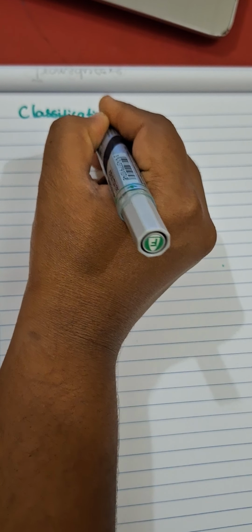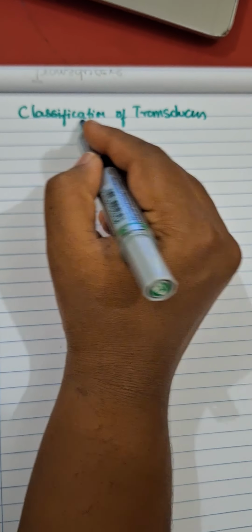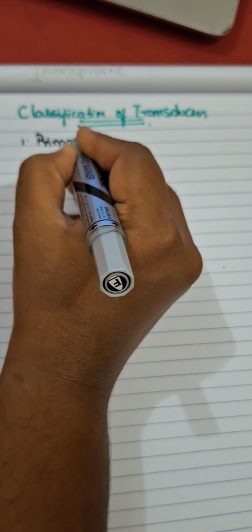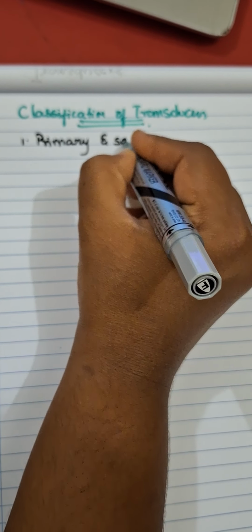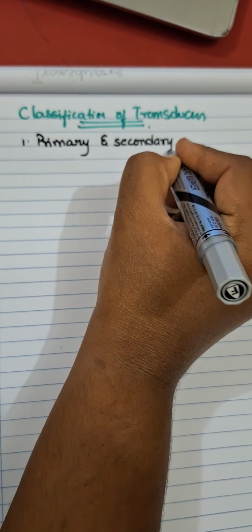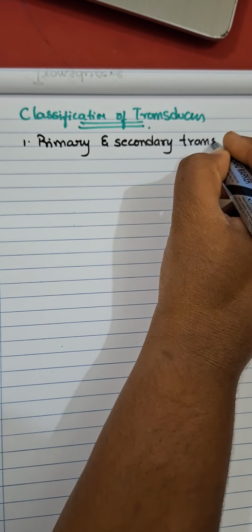So next is classification of transducers. So how do you classify the transducers? Usually these are divided into many types. Like the first one is primary and secondary transducer. Depending on the type of application you need, they can be classified into primary and secondary.